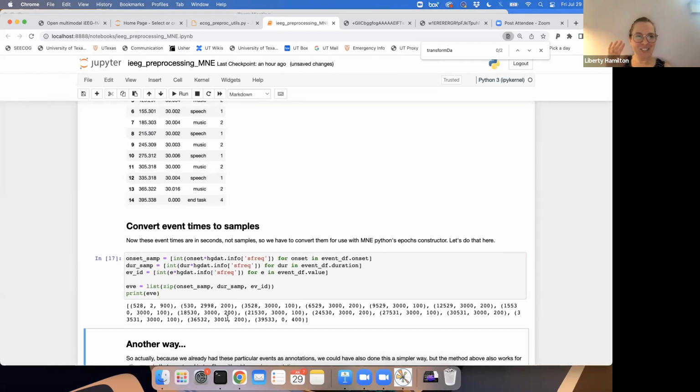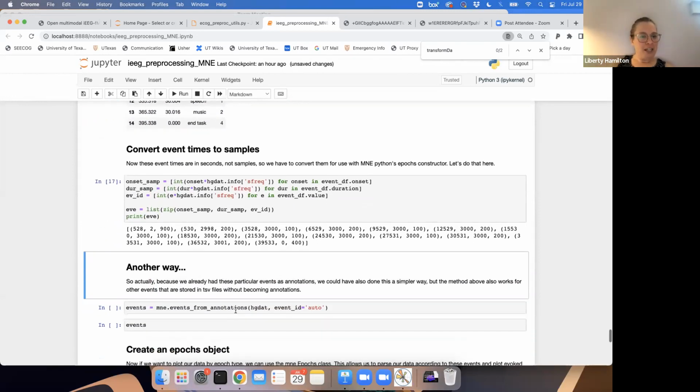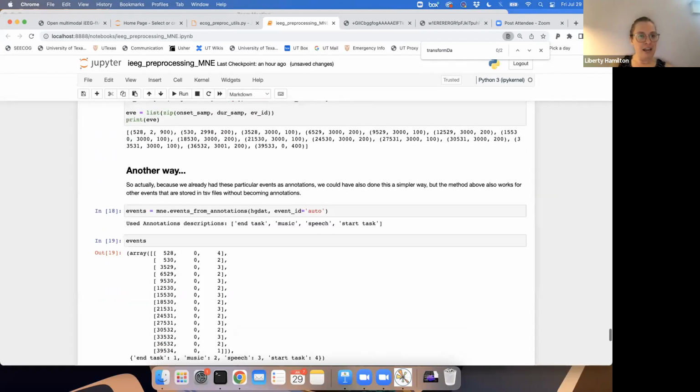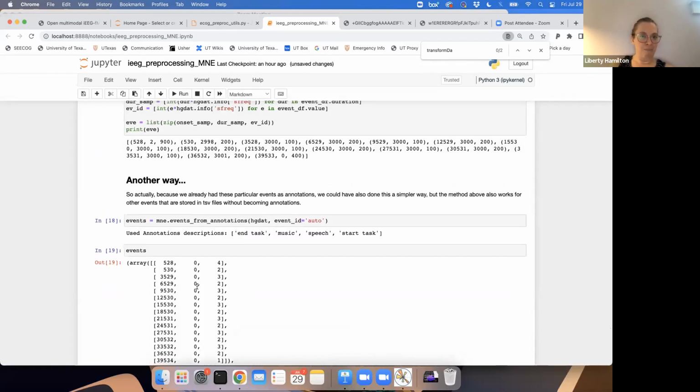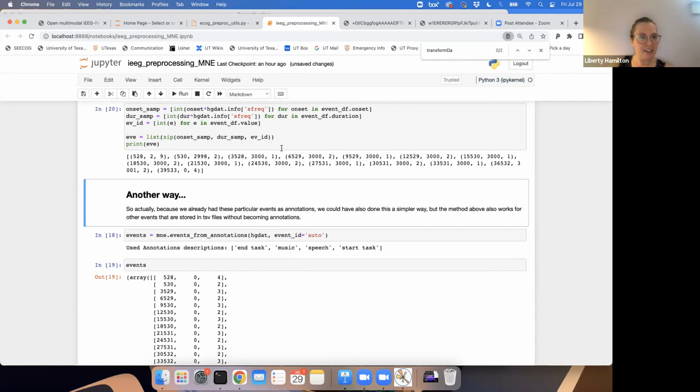But this is actually totally not necessary. For this particular event file, you can actually read them very nicely from the annotations. So if you didn't want to do it from your tab separated file, you could also just use MNE events from annotations, and that gives you the same answer. And actually here, I guess I did not need to multiply it by the sampling rate. So here, these should be the same.